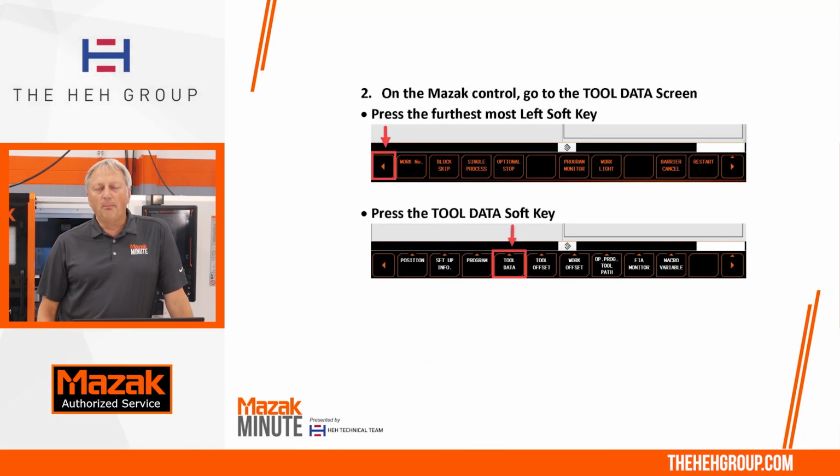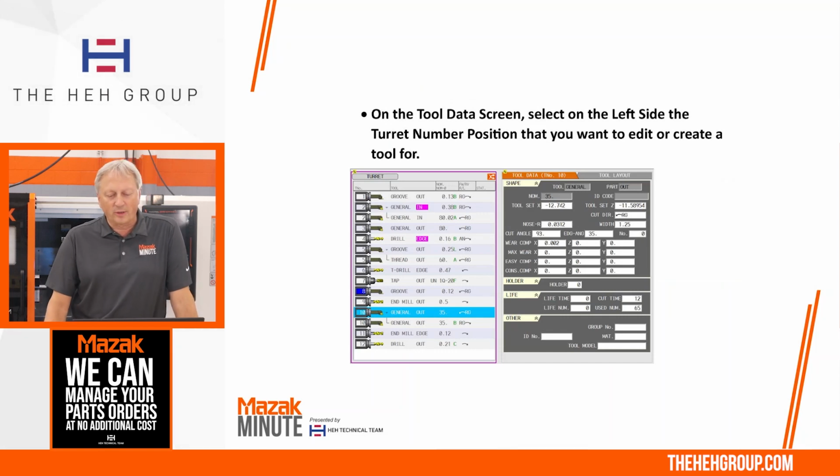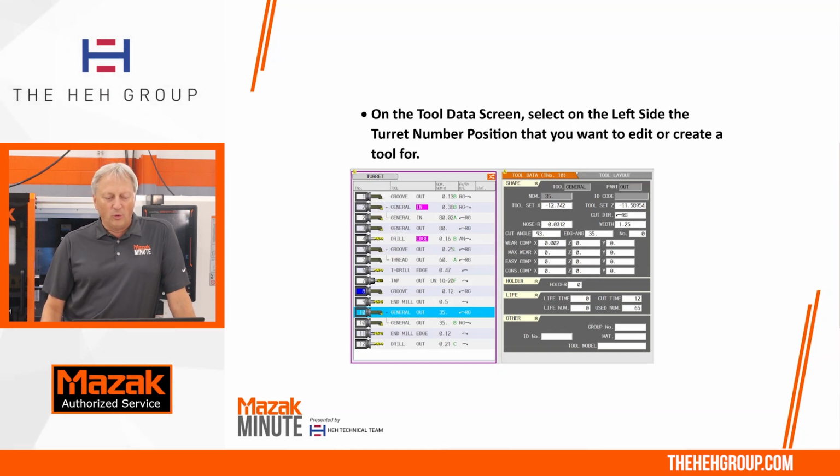When you go to the Mazak control, what you're going to do is press the furthest left arrow key. That's going to get you the main chapters. And what you'll do next is you'll see a soft key that says Tool Data. On the Tool Data screen, on the Smooth G control that I have represented on the slide today, on the left side you have the turret station numbers with the descriptions of the tools. You'll touch on the tool that you want to modify or edit, and on the right side you would see the tool information. We'll get into that on the next slide.